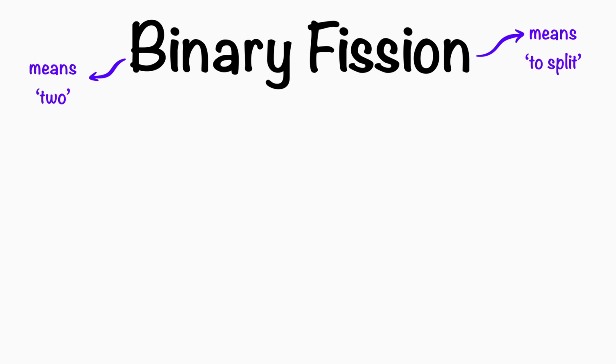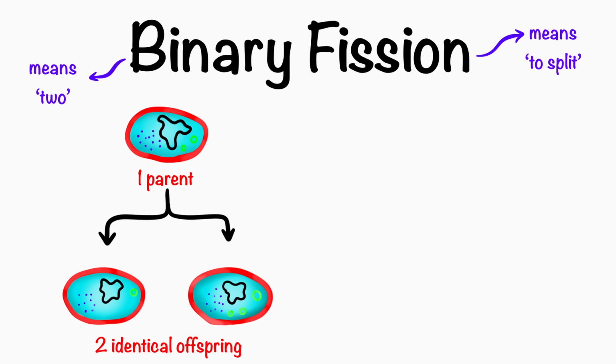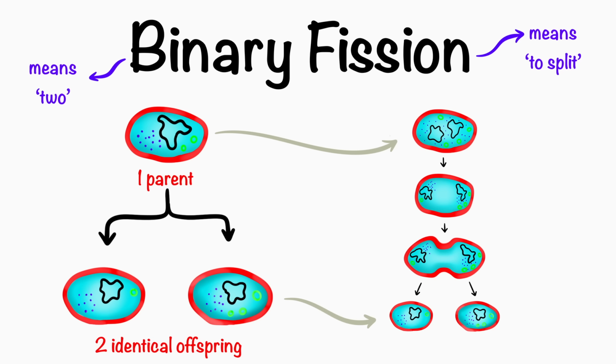Well, the name gives us a clue. Binary means two, and fission means splitting. So binary fission occurs when a single bacterium divides, creating two genetically identical daughter cells. But there's more to this process than just simple splitting. Let's break it down step by step.